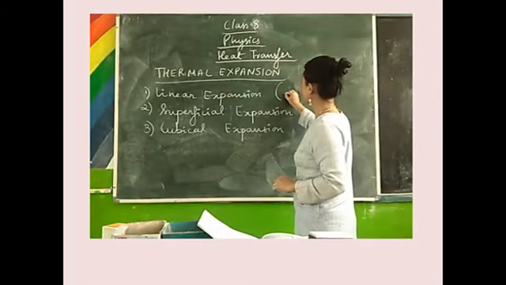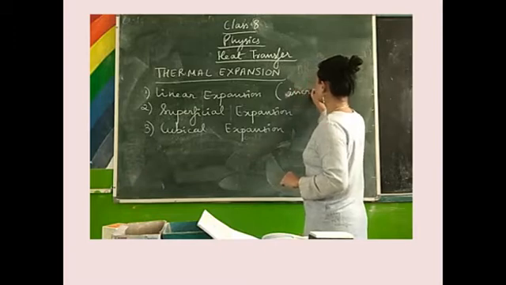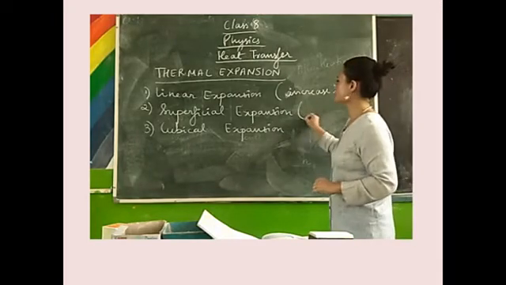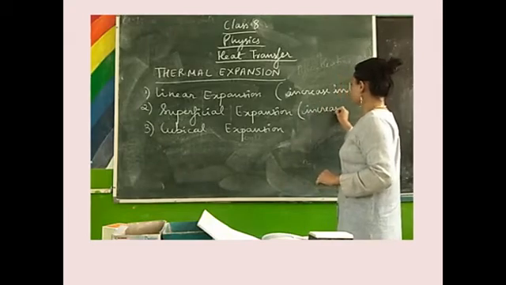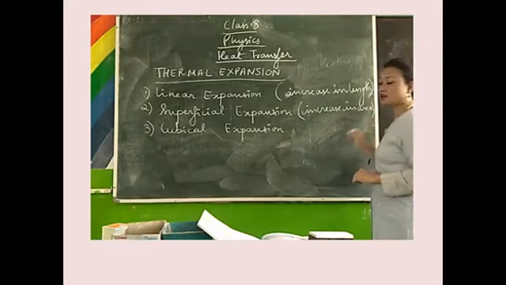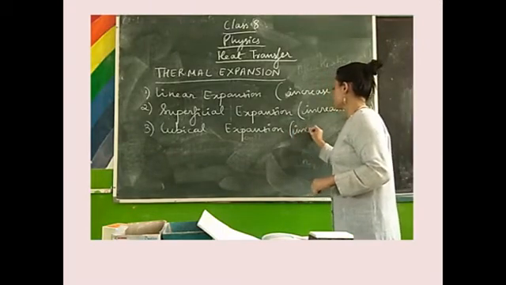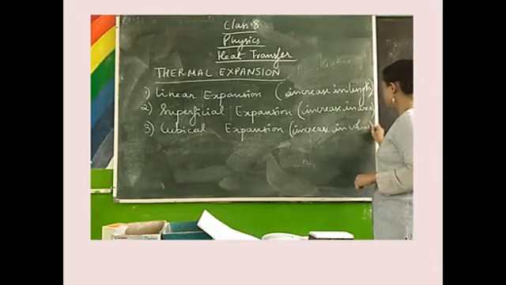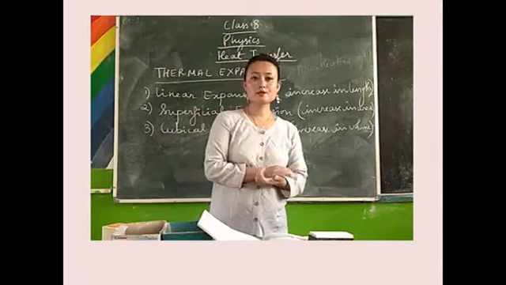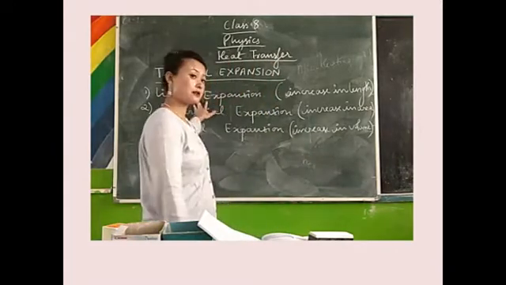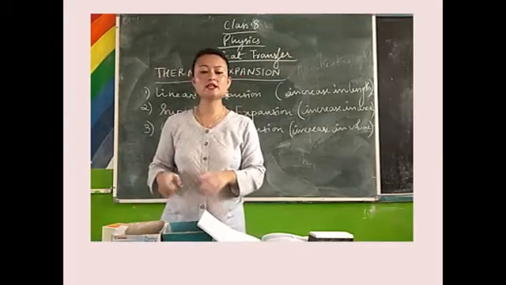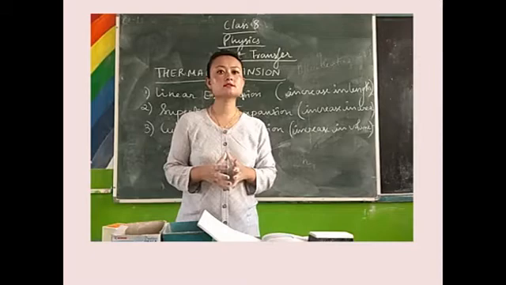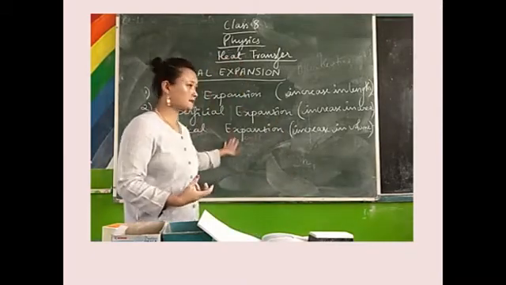Linear expansion is increase in length. The second one is superficial expansion, which means increase in area, and the third one is cubical expansion, which means increase in volume. So if the length of the solid increases, we say linear expansion. If the area of the solid increases after getting heated, then we say superficial expansion. And if the entire length, breadth and height changes for a solid, then we call it cubical expansion.